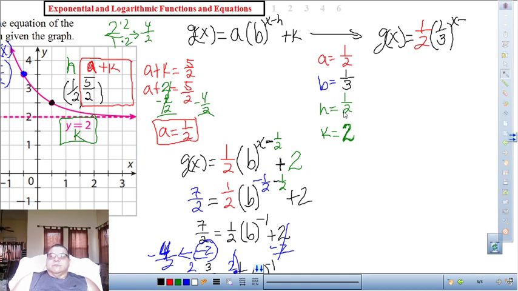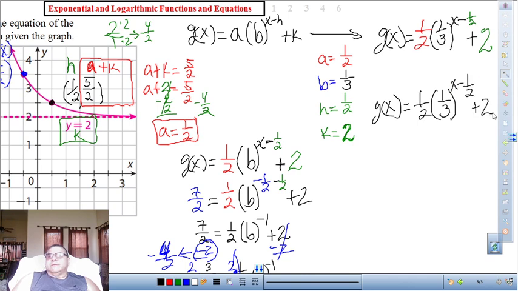And what is h? 1/2. And then at the end, plus what is our constant, or what is our k? 2. And that's how we write our function. G of x equals 1/2 times 1/3 base with the exponent of x minus 1/2, plus 2.